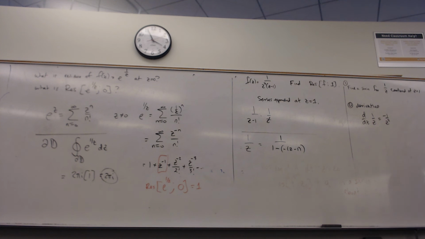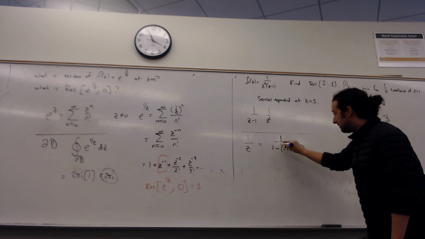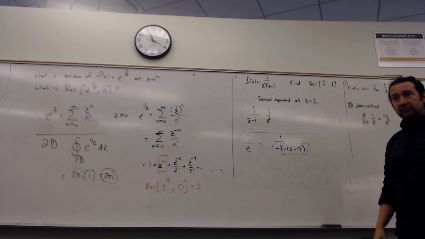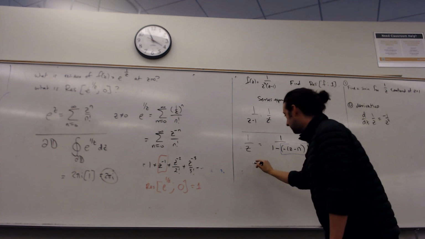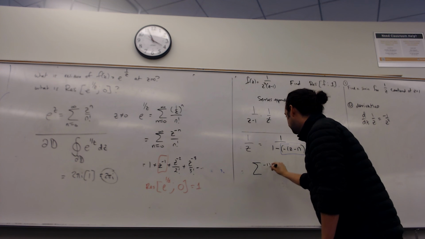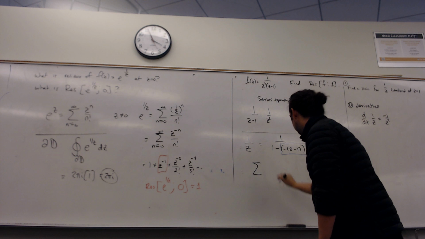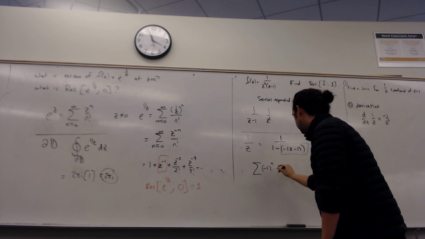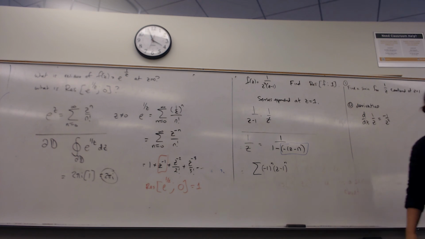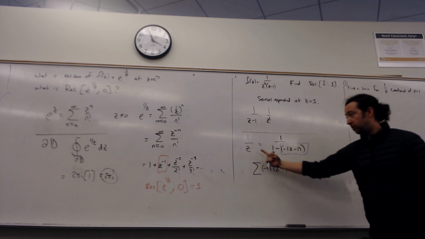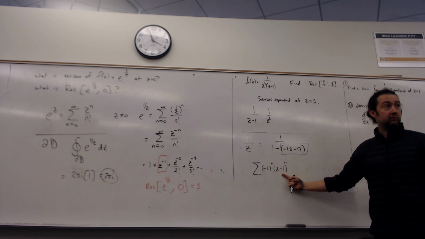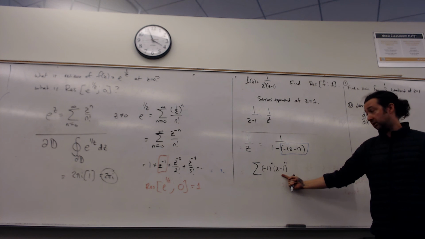And what the geometric series thing says now is that you can take that brick and plug it into the geometric series formula, which gets you the sum of (-1)^n over... I don't know why I wrote that. (-1)^n (z minus 1)^n. So this is the expansion of 1 over z around the point -1. Is that okay? This is just the geometric series idea.